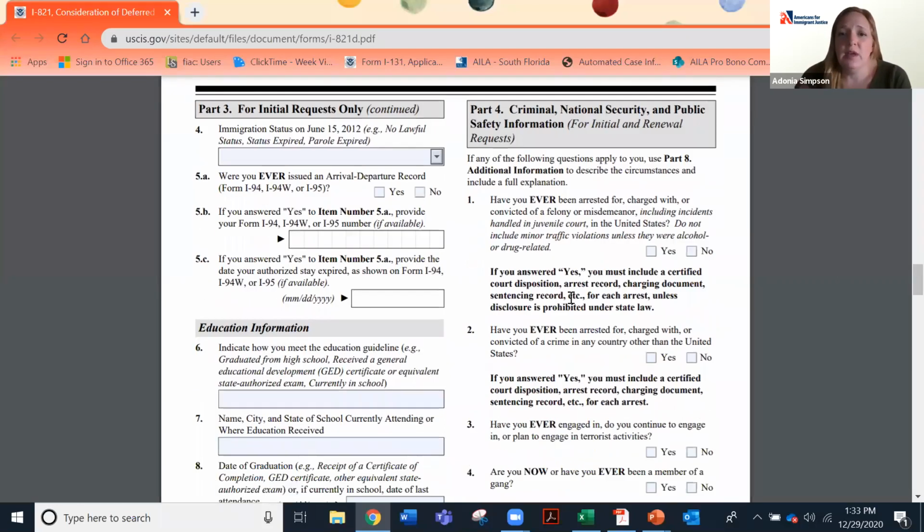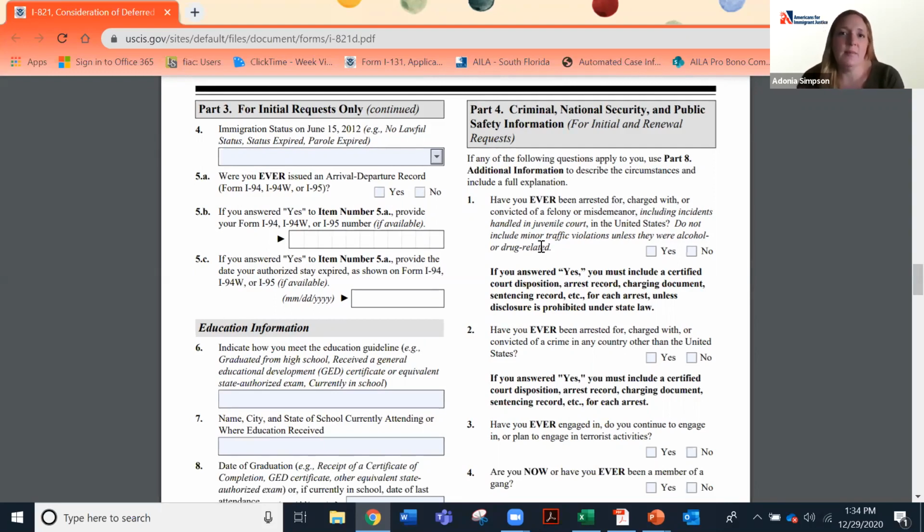So first of all, have you ever been arrested, charged with, or convicted of a felony or misdemeanor? So this is any instance, if you've ever been put in handcuffs, if you've ever had to go to court. If you have concerns about this, again, speak to an attorney. It's better to share the information and speak it out with a legal professional to see if there's any issues as opposed to submitting an application.